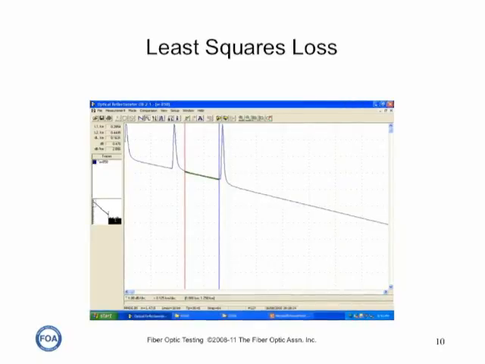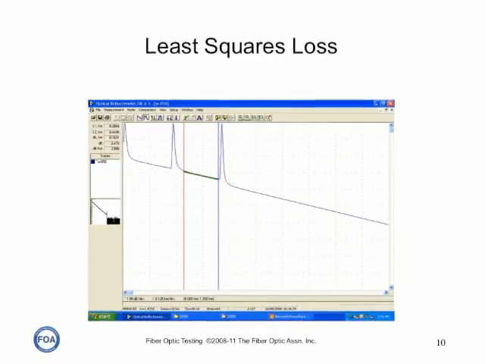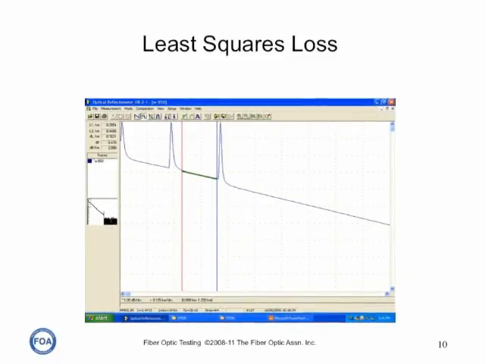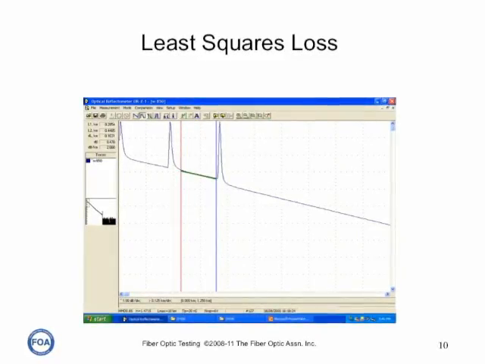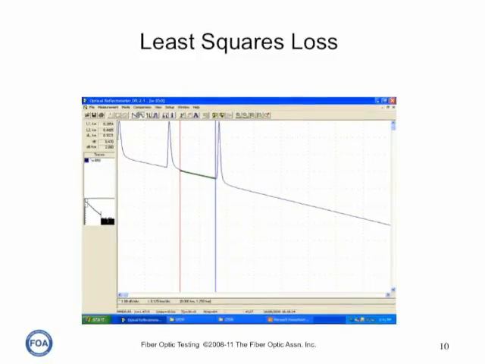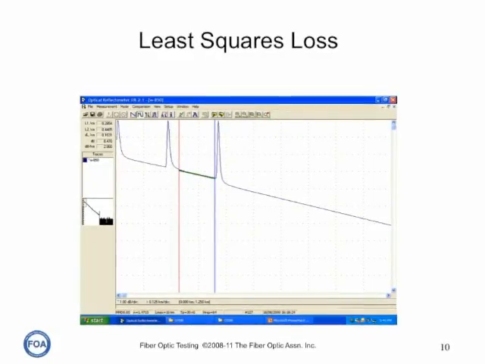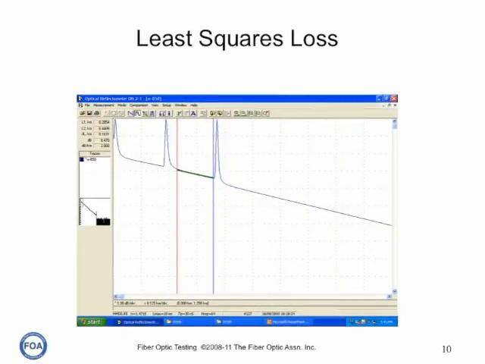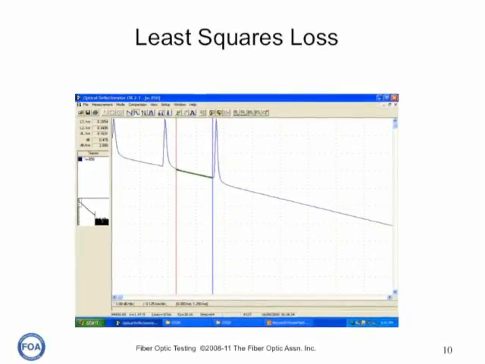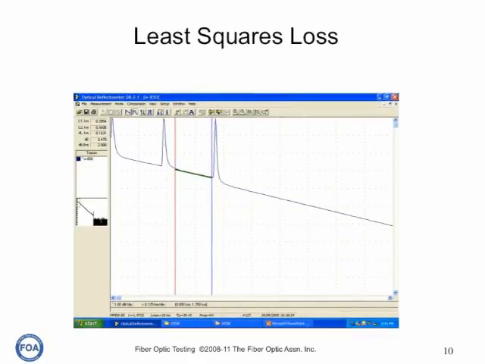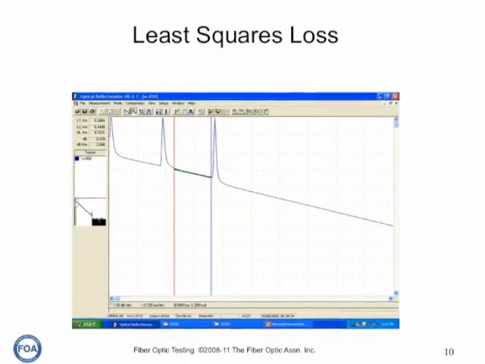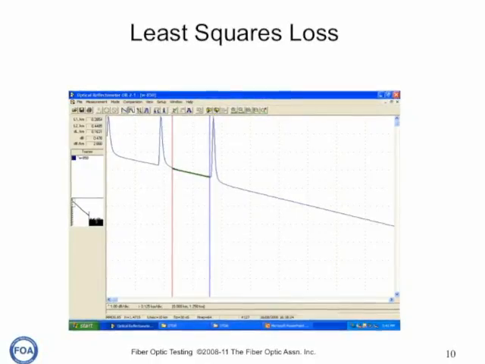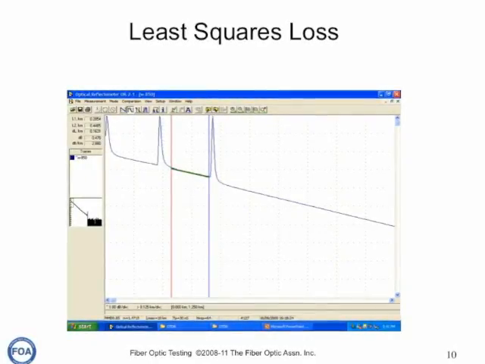Sometimes traces are noisy or even a little bit curvy. We can take care of that by doing what's called a least squares loss. Between the two markers, the OTDR calculates the best fit of a curve between the two and uses that to calculate the attenuation coefficient. This is the standard option on every OTDR. You'll have a 2-point loss or a least squares loss available as an option.